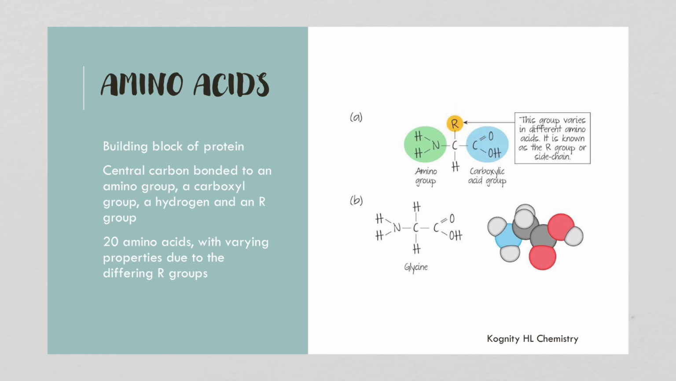So this R group could be polar, it could be non-polar, it could be ionic, it could be acidic or basic, and so on. So all of those things will affect how proteins interact and behave.